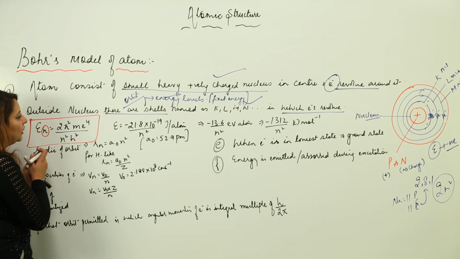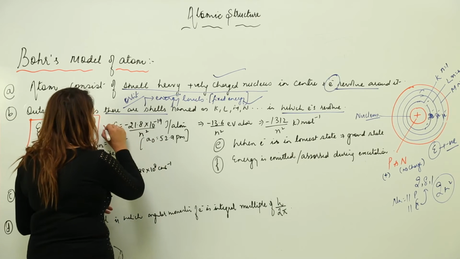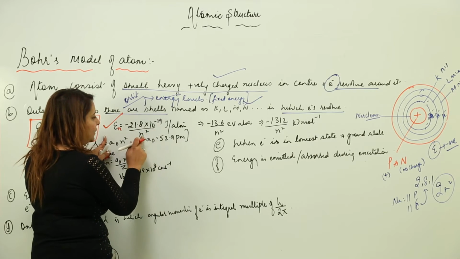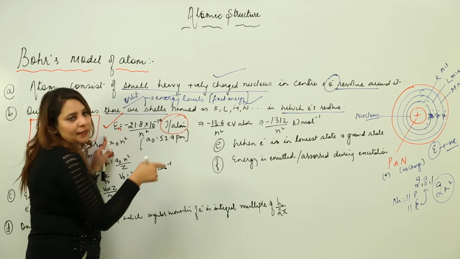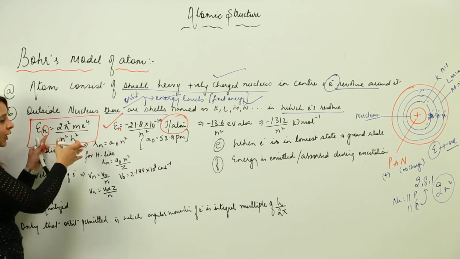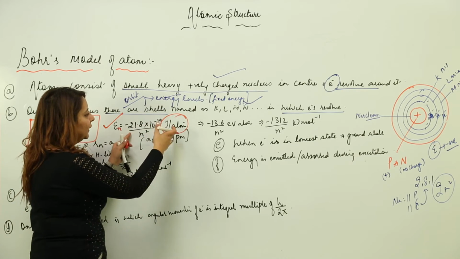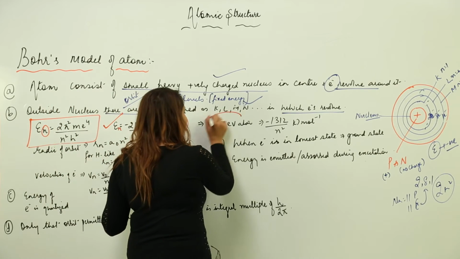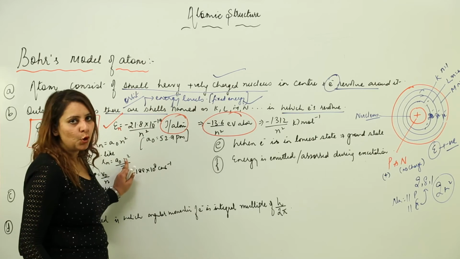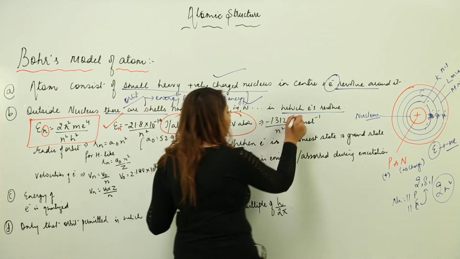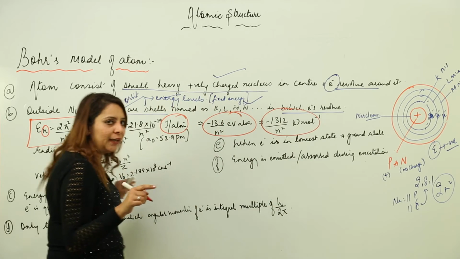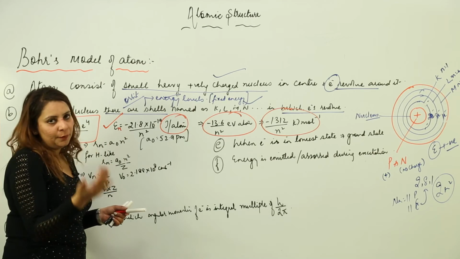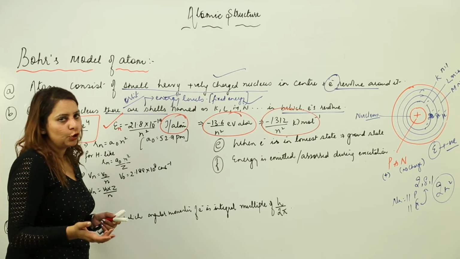If you solve it, we have the solved value also: En is equal to minus 21.8 into 10 raised to power minus 19 divided by n square, in joules per atom. I just put the values in and got this solved value for you in joules per atom. In electron volts per atom it comes out to be minus 13.6 upon n square, and in kilojoules per mole it comes out to be minus 1312 upon n square kilojoules per mole. So you know that the orbits are there, and you can also find the energy of each orbit.